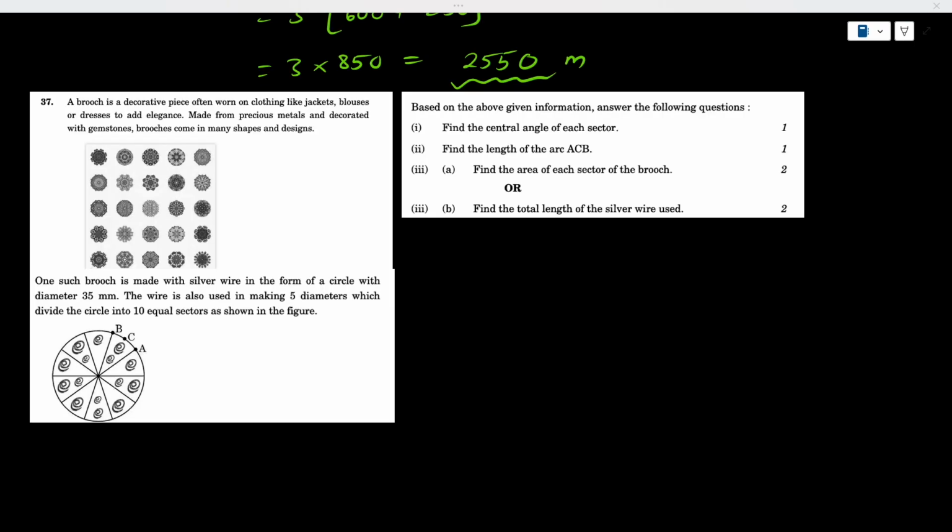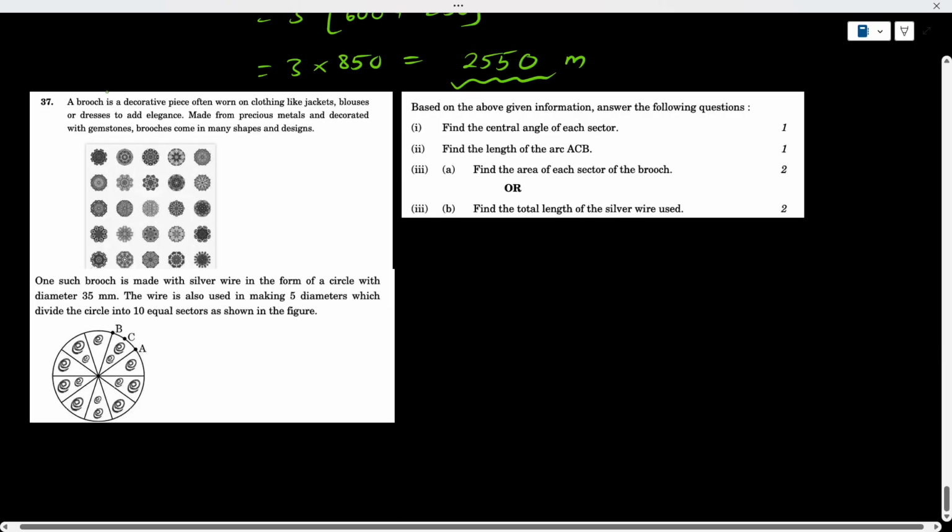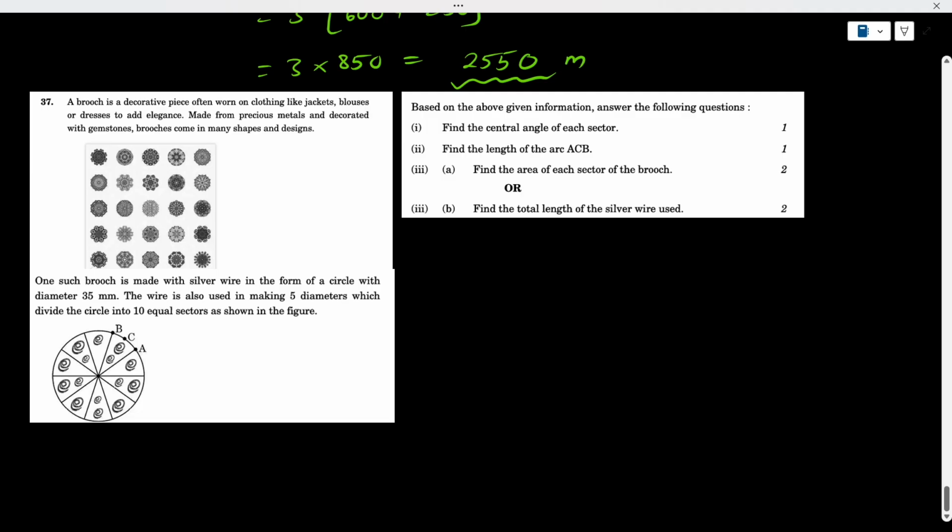Now this is your next case study question. It says a brooch is a decorative piece often worn on clothing like jackets, blouses or dresses to add elegance. Made from precious metals and decorated with gemstones, brooches come in many shapes and designs. So they have taken one such brooch here. What is written? One such brooch is made with silver wire in the form of a circle. Here you can see that this is in the form of a circle, right?